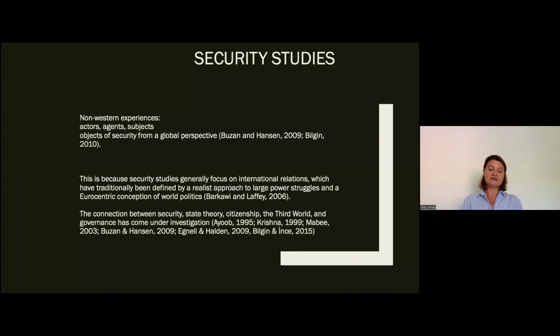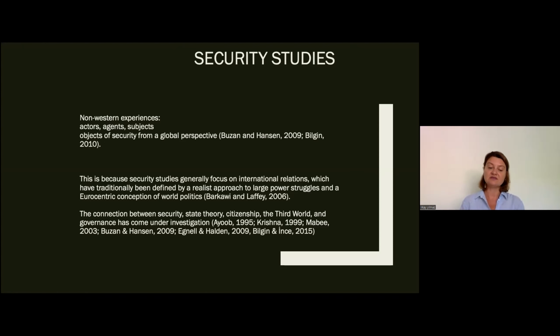Although critical security studies focus on the macro security politics in the international system after the Cold War, I use the conceptual discussion to historicize the securitization of the Armenian question and broaden the historical analysis of critical security studies. So security studies have so far mainly focused on Western experiences and therefore provide little insight into non-Western insecurities and offer little discussion of the state actors, agents, subjects, and objects of security from a global perspective.